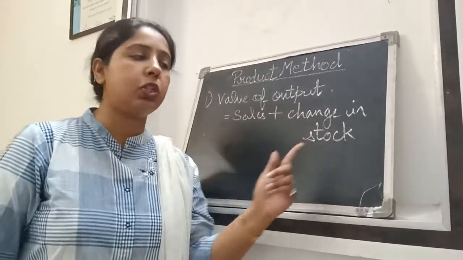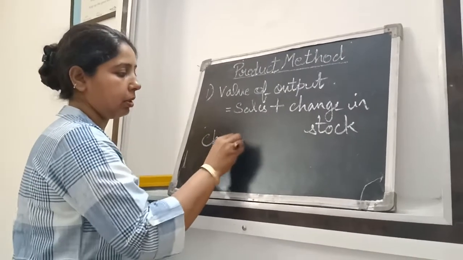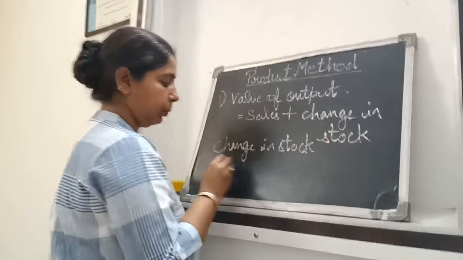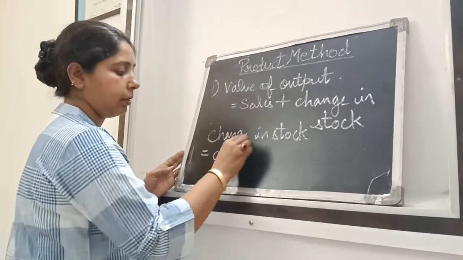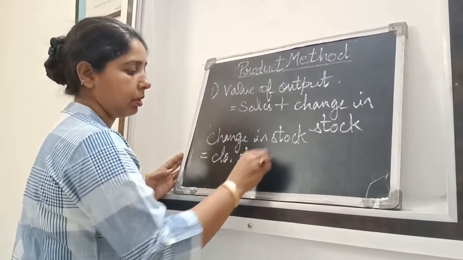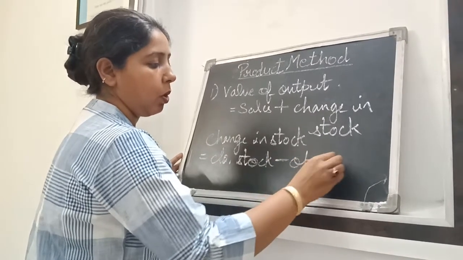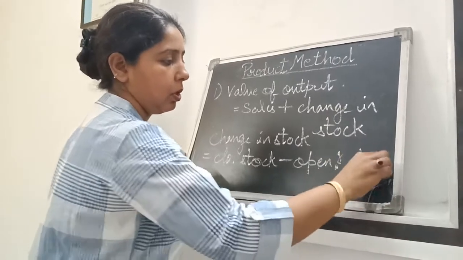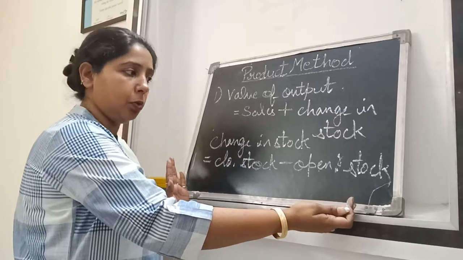And change in stock. Change in stock is equal to closing stock minus opening stock. So this is one way of finding out the value of output.